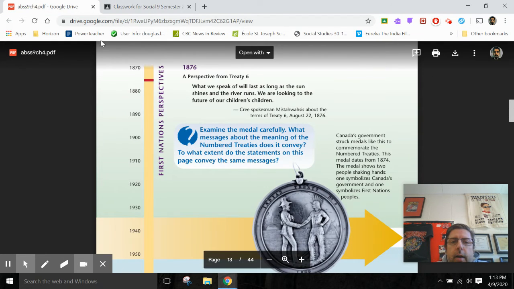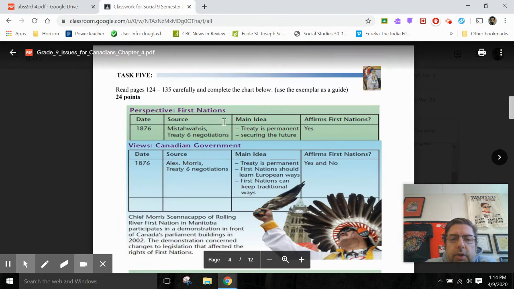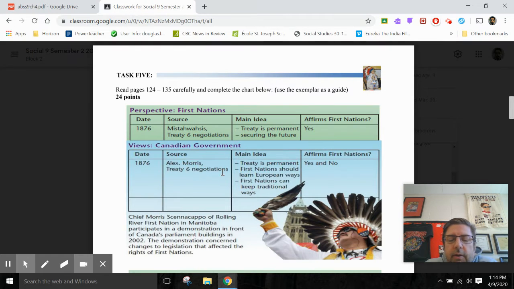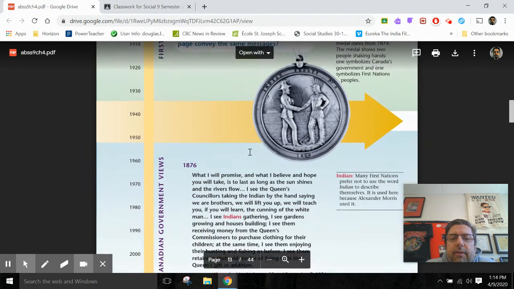Going down to the bottom of that page, now you have the Canadian government perspective from the same time. You read through this source, you need to identify that the source is Alexander Morris in 1876, which you would put here, Alexander Morris, Treaty 6 negotiations. Once again, the main idea: treaty is permanent, First Nations should learn European ways, First Nations can keep traditional ways. Does it affirm the First Nations? You could probably argue yes and no. Perhaps provide a little bit of a reason why. All right, so that's the one that is done for you.